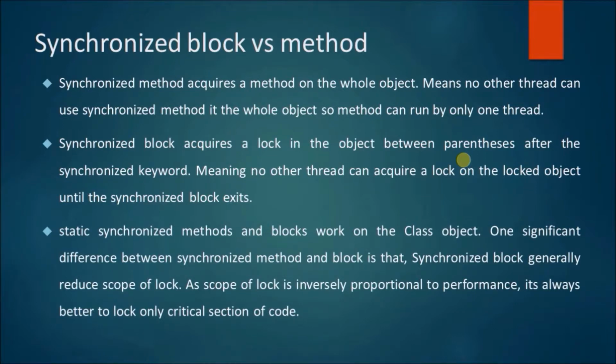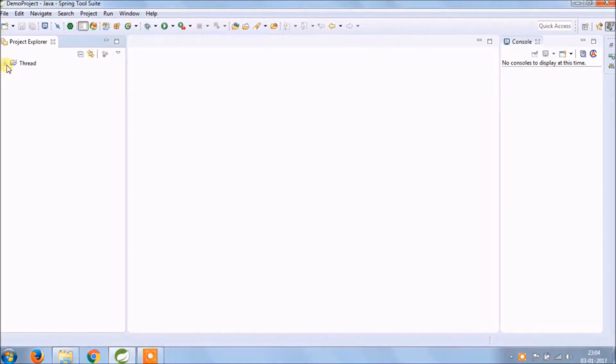One significant difference between a synchronized method and a block is that a synchronized block generally reduces the scope of the lock, and the scope of the lock is inversely proportional to performance. It is always better to lock only the critical section of code. Let's implement.